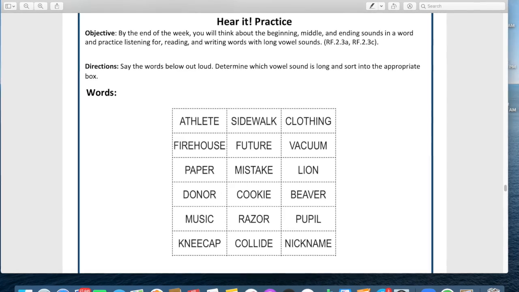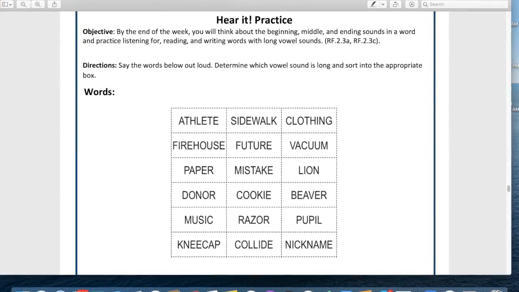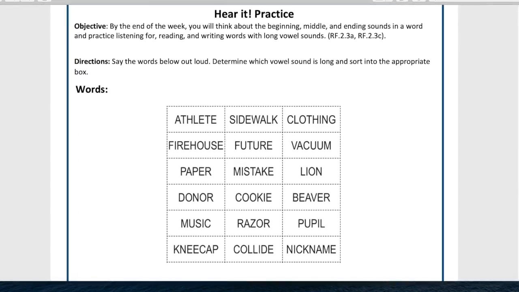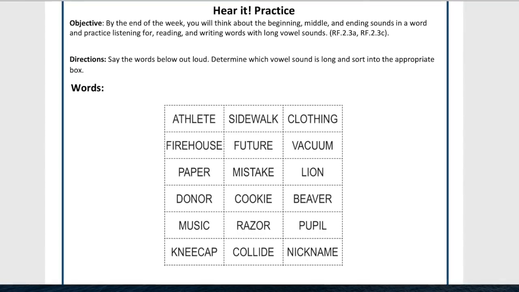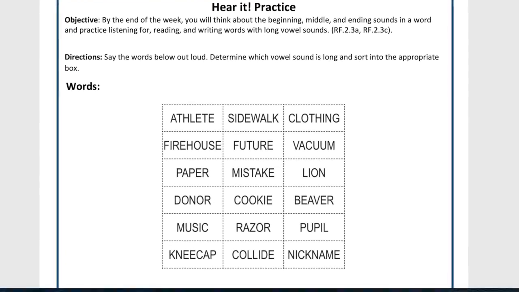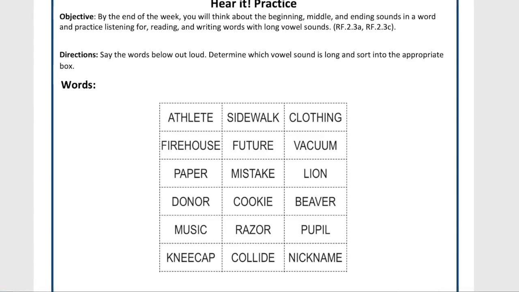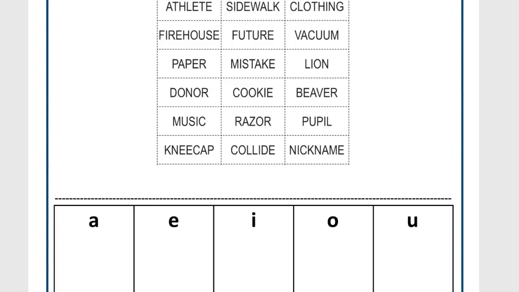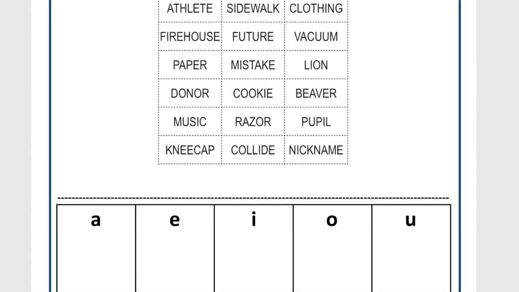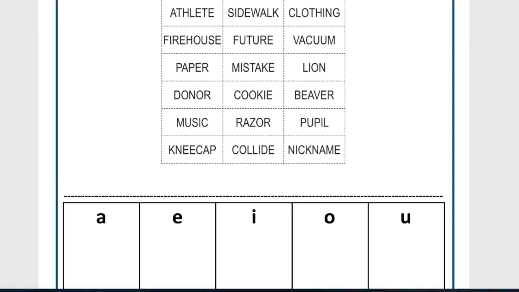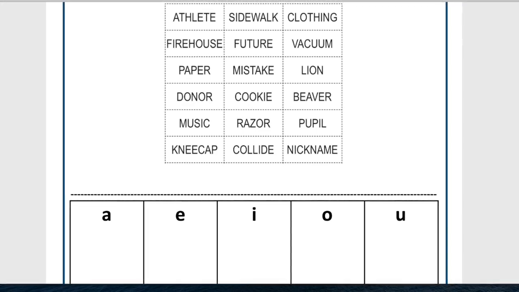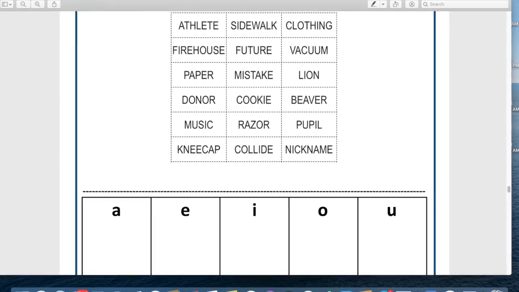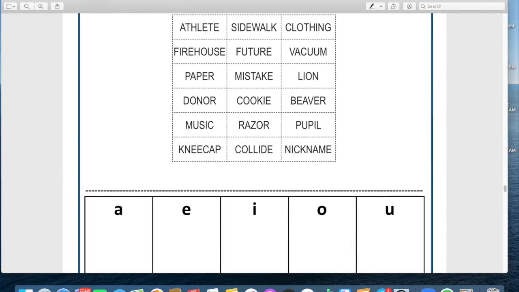So your first activity is called Hear It Practice. The whole idea of this is you're going to read each of these words. They all have 2 syllables, but one of the syllables is going to have a long vowel sound. So you're looking for the words and which vowel sound it has, because then you're going to sort them. So does the word feature a long A, E, I, O, U sound? You're going to put it with the sound that it makes. Remember, long vowels say their names.